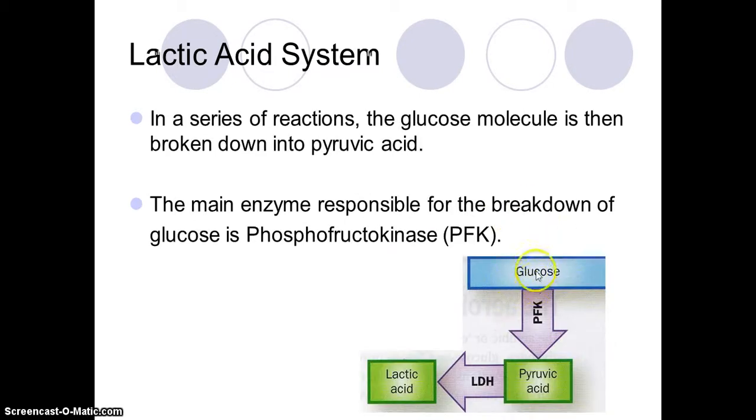Basically the glucose molecule is then turned into pyruvic acid, and the enzyme that's responsible for that, and you do need to know that, is phosphofructokinase, PFK. That's the enzyme that triggers that, and during glycolysis we create 2 moles of ATP in this pyruvic acid.